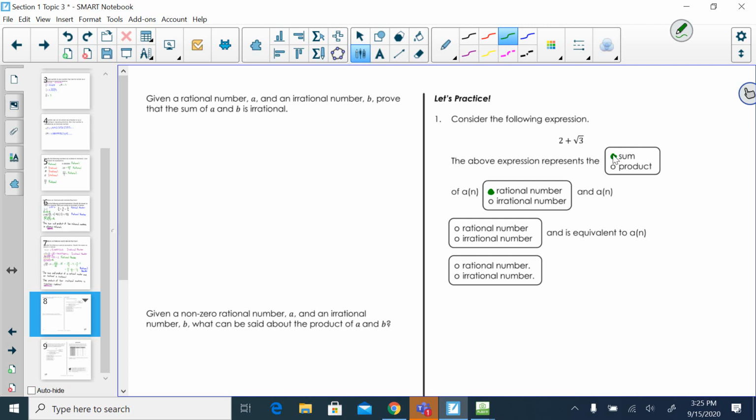And a square root of 3 is irrational. And therefore, it is equivalent to, well, we already wrote that down in your notes. So if you know it, what is the sum of a rational and an irrational? Correct, irrational.